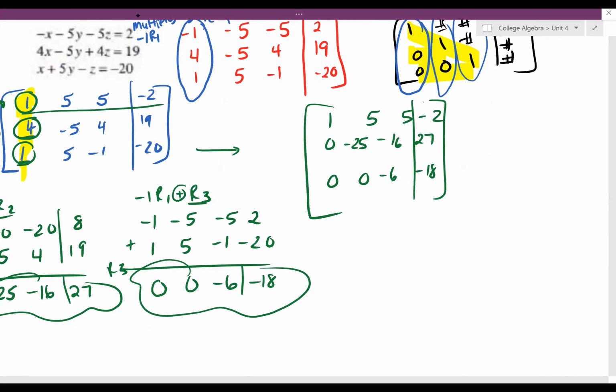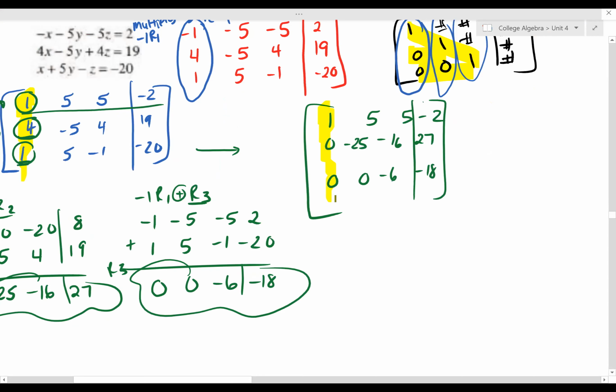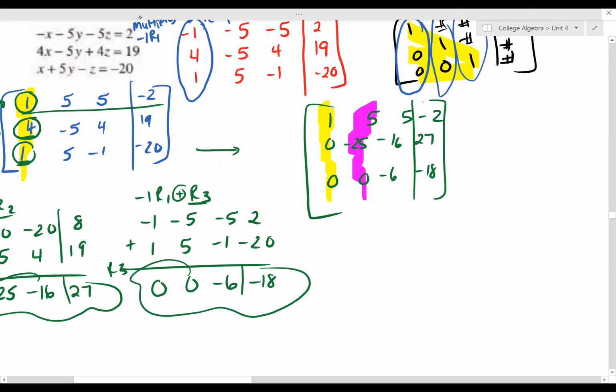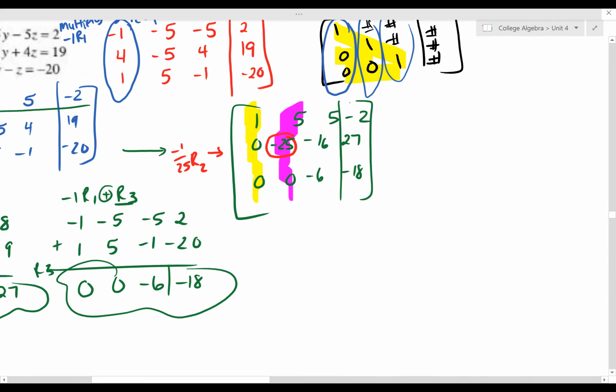So when you check the progress here, you fixed row 1, you got the 1, the 0, and the 0. And so now we're going to move on. We fixed column 1. Now we're going to move on to column 2. Column 2 has a 5, and then a -25, and then a 0. You always get the 1 first, so we want the 1 in that row 2 position. So to change the -25 to a 1, we multiply by the reciprocal. The reciprocal of -25 is -1 over 25, and we're going to multiply that by row 2 straight across.